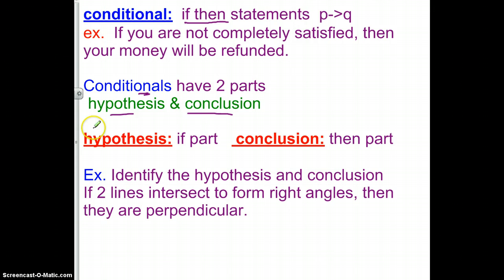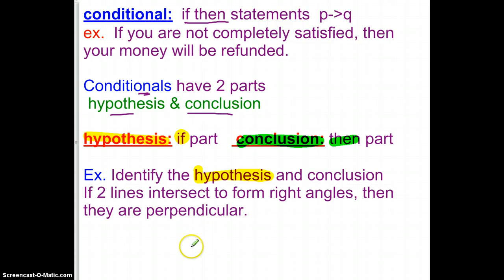So, usually these conditionals have a hypothesis and a conclusion. Typically, the hypothesis is seen as the if part, and the conclusion is seen as the then part or the then clause of what you're looking at. So I usually use some kind of a highlighter technique when I do this. When it talks about identifying the hypothesis and conclusion, typically I will mark the hypothesis and then go down here in the actual sentence and mark it.